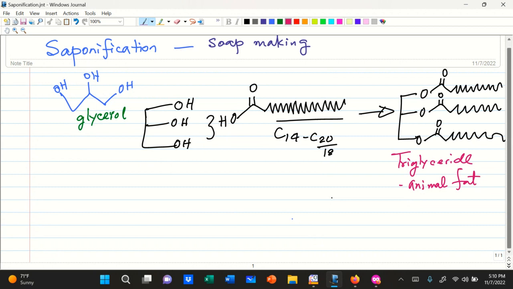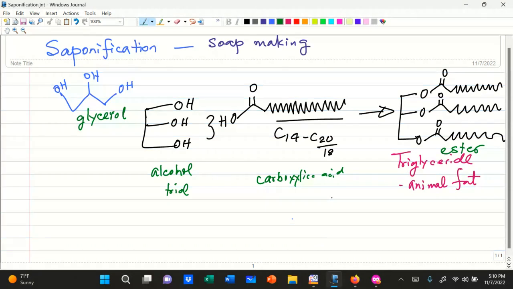But if you recall, this reaction I'm showing is as if you are making an ester, right? Here you have an alcohol, which happens to be a triol, right? Because it has 3 hydroxyl groups, so it is actually a triol. And this is a carboxylic acid, and this is our ester. And this ester of a long chain carboxylic acid is a fat molecule, an animal fat, which is called triglyceride.